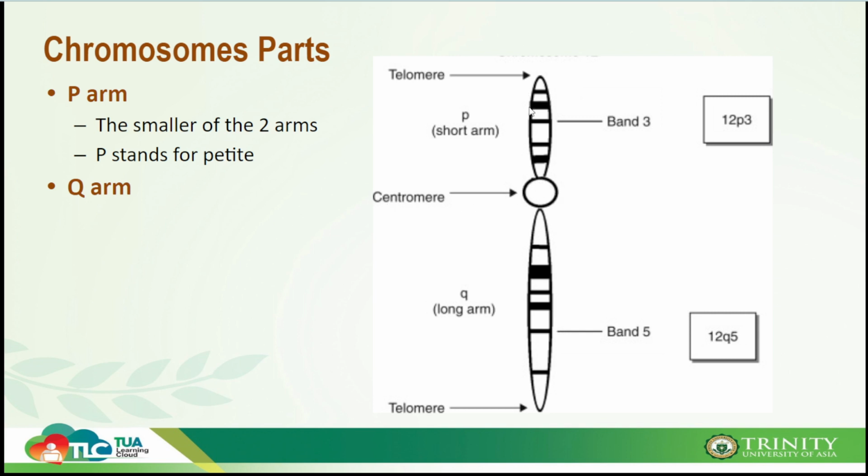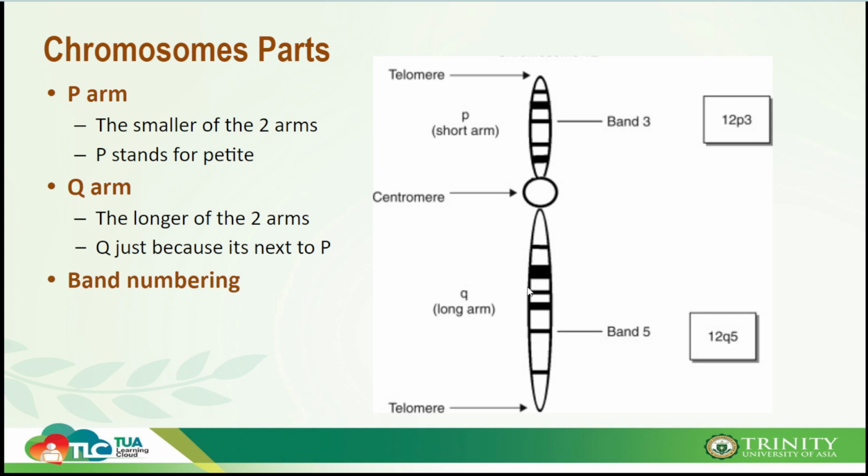This is a good diagram. So, the Q-arm naman is the longer arm of the two. And why is it called Q? Because Q is just next to the letter P. Para hindi daw makalimutan. So, P is the short arm, Q is the long arm.